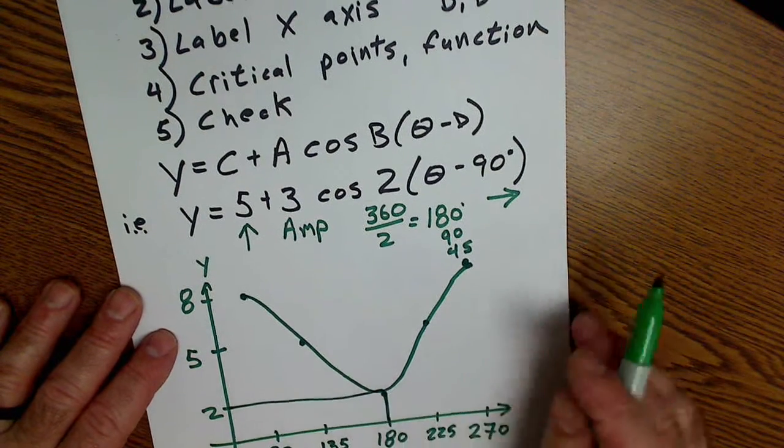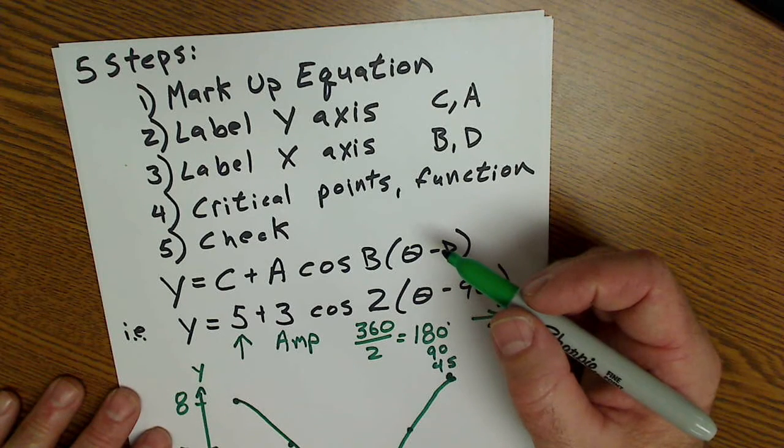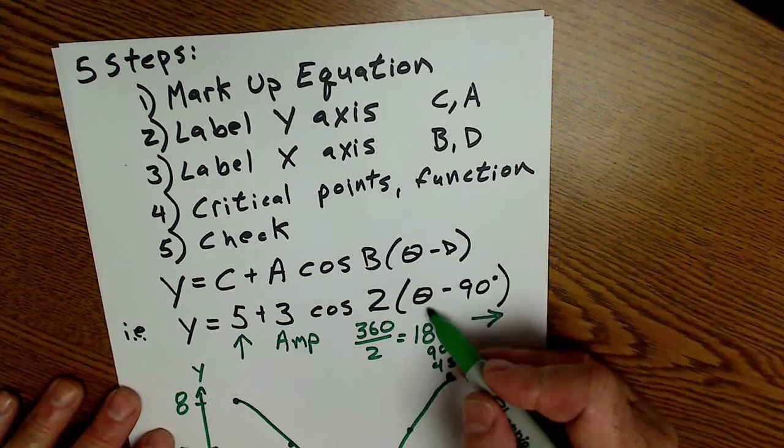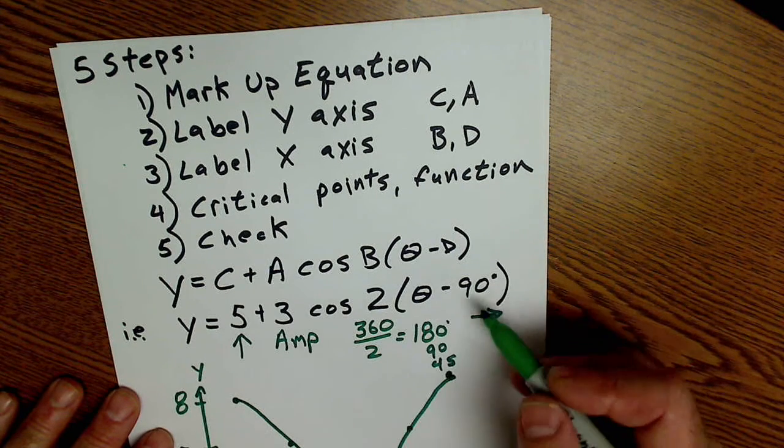So that's how easy it is with this 5-step process to graph your trig functions. Again, this theta right here tells you I'm in degrees. If this were an x, I would be in radian measure, and I'd be using 2 pi instead of 360.